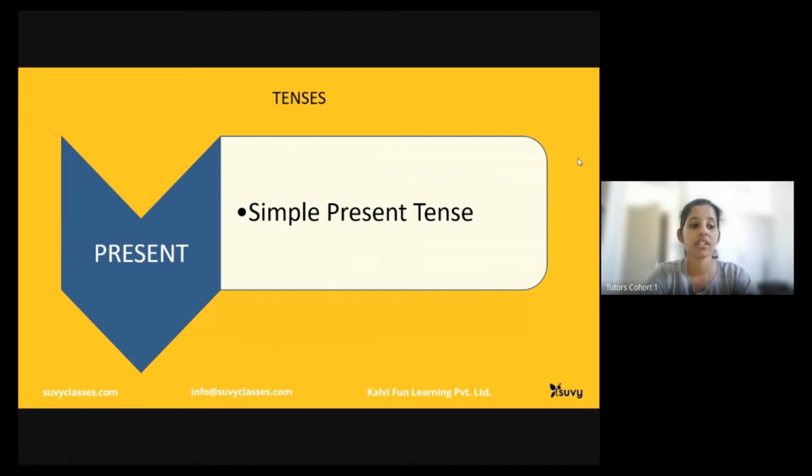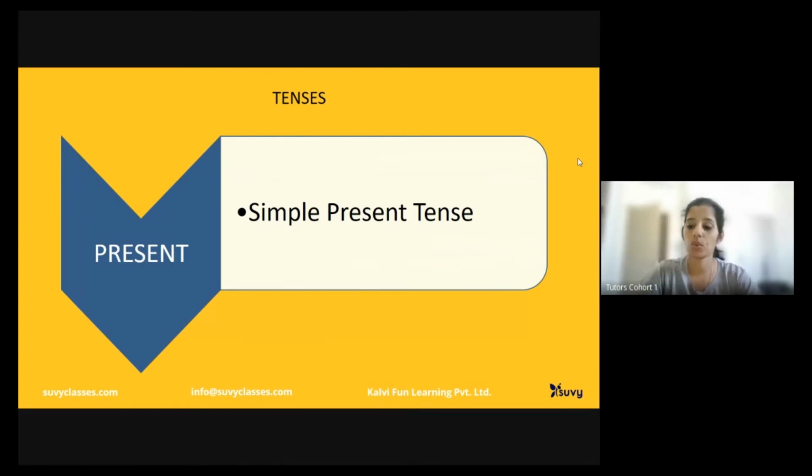Or something which is planned. Like, we leave for Delhi tomorrow. So this is something that is planned for the near future, and we are expressing it, so we use simple present tense. So yes, this is about simple present tense.